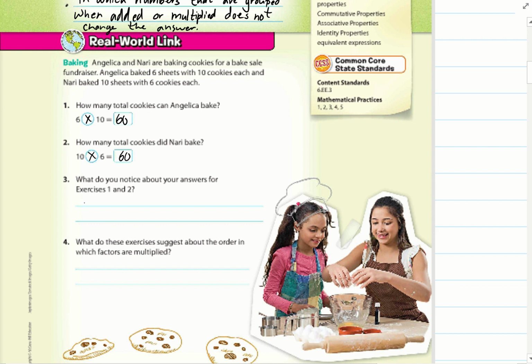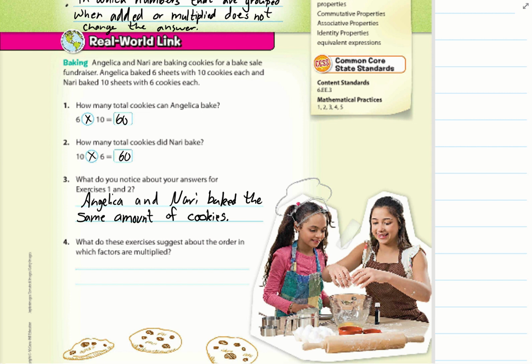So what do we notice? Angelica and Nadi baked the same amount of cookies. So what do these exercises suggest about the order in which factors are multiplied? Order does not matter.